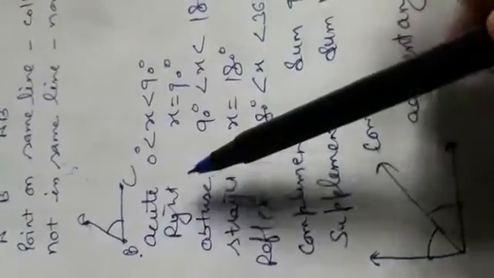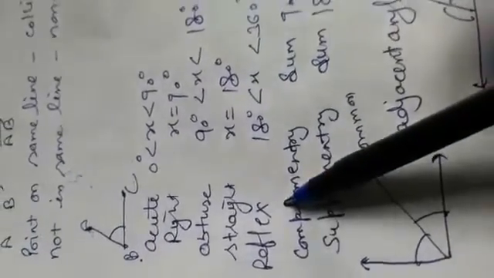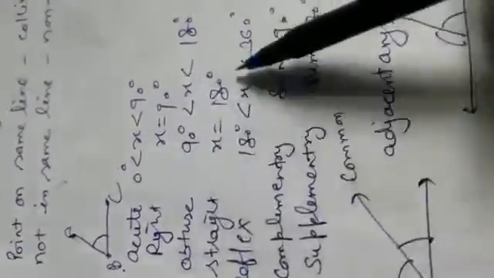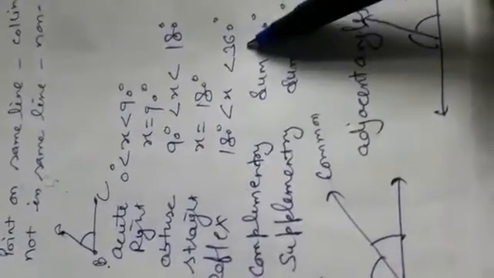After that, we will discuss the types of angles. We have 5 types of angles: acute, right, obtuse, straight, and reflex. An angle which lies between 0 and 90 degrees, meaning greater than 0 and less than 90, is known as an acute angle. An angle equal to 90 is a right angle. An angle greater than 90 but less than 180 is an obtuse angle. Equal to 180 is known as a straight angle. More than 180 but less than 360 is known as a reflex angle. These are the 5 types of angles.